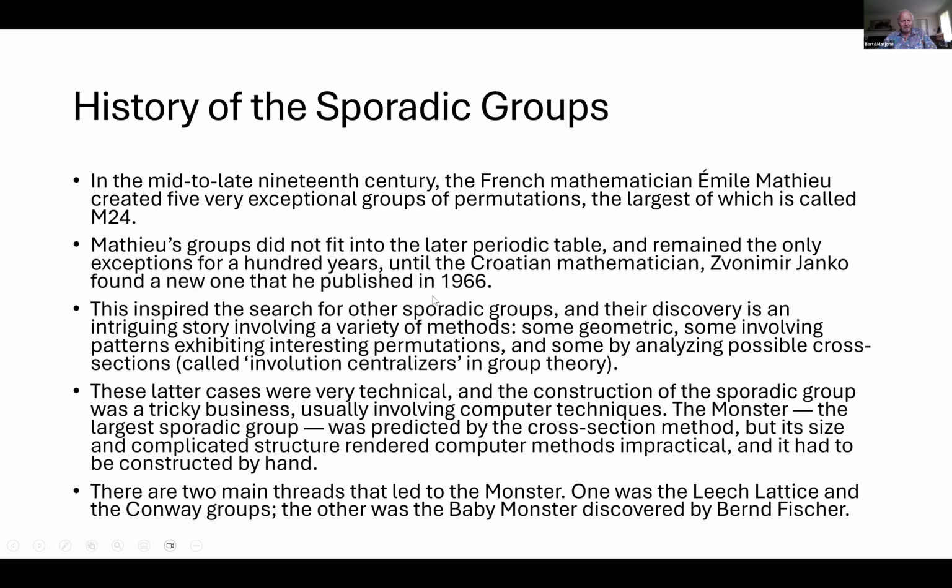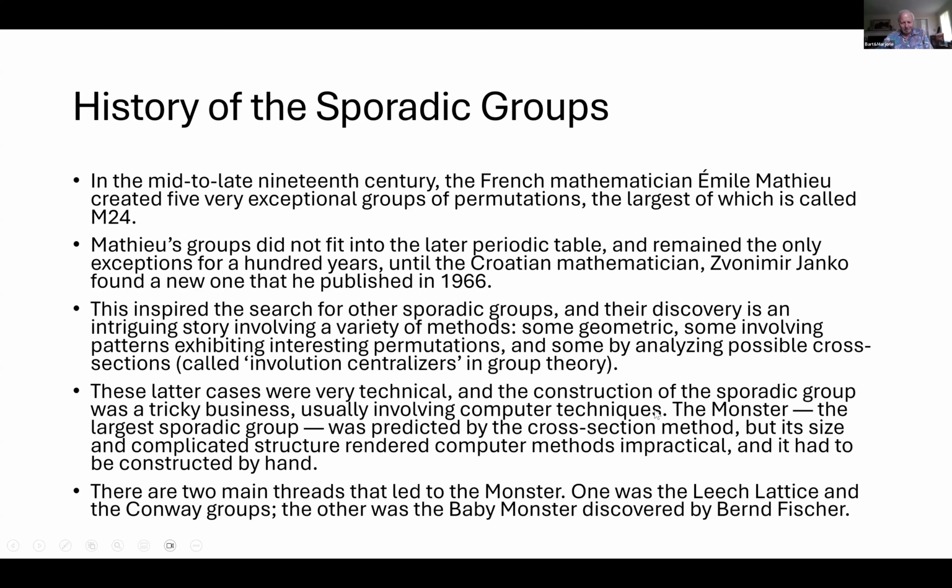It shows you how challenging this is, until a Croatian mathematician, Janko, found a new one, and he published this in 1966. Now, since there's one, mathematicians immediately started to jump on this, saying, are there more than one? And this led to all kinds of things being done with mathematics being invented along the way. There were some that resulted in interesting permutations, some that were geometric, some that looked at what we call cross sections here.